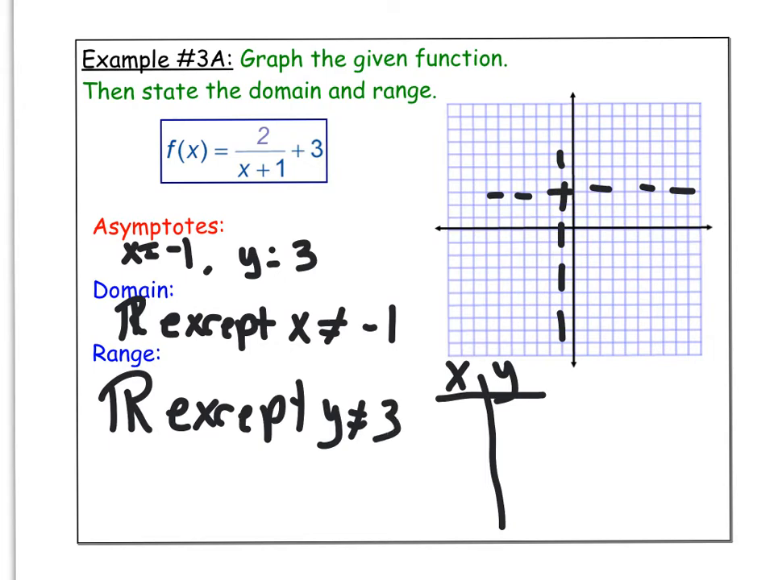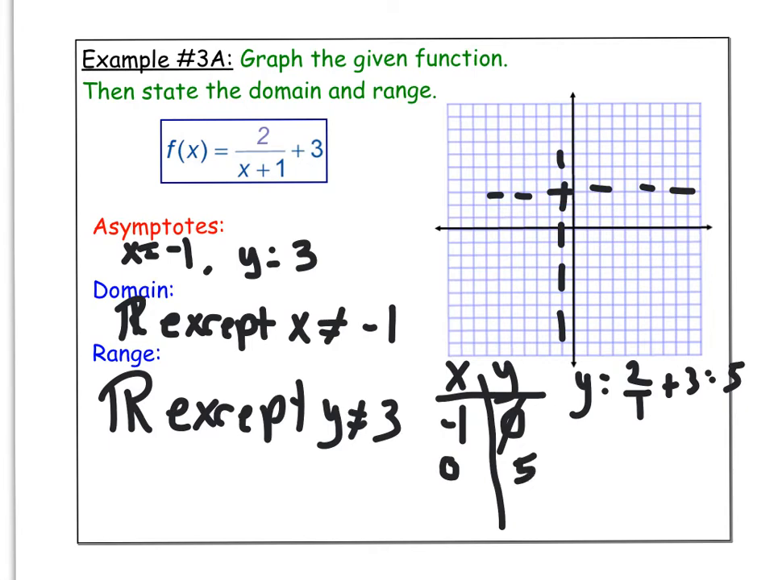Okay, hopefully you got through most of that, and now the only real question is where do the branches fall? We could try some points. If negative 1 is my asymptote, and I substitute that in, I get undefined because you can't do 2 over 0. So let's pick a number a little bit bigger than negative 1, which is 0. If I substitute it in, y equals 2 over 0 plus 1, which is 1, plus 3, and that gives me 5.